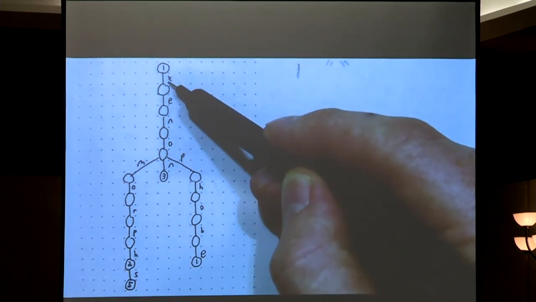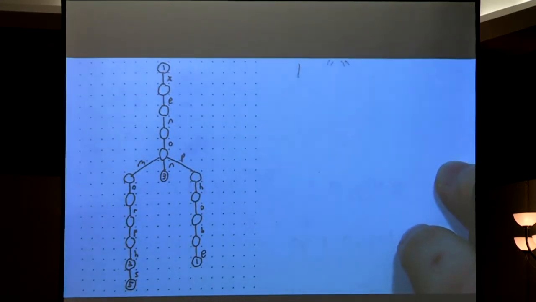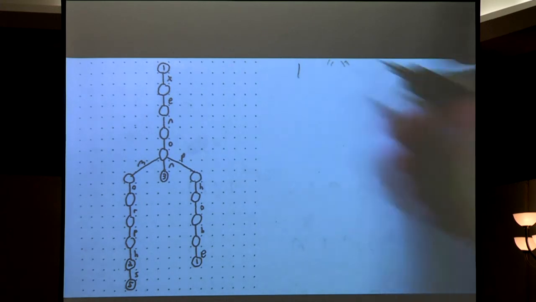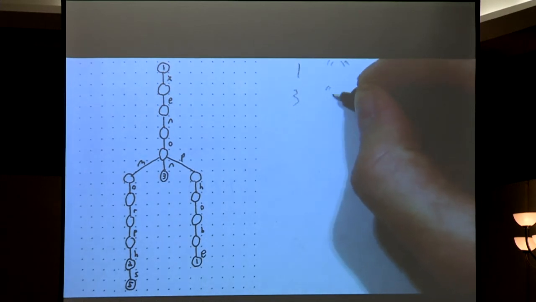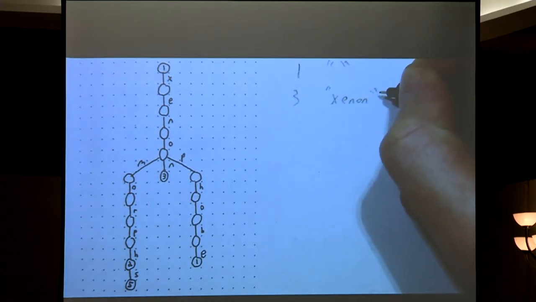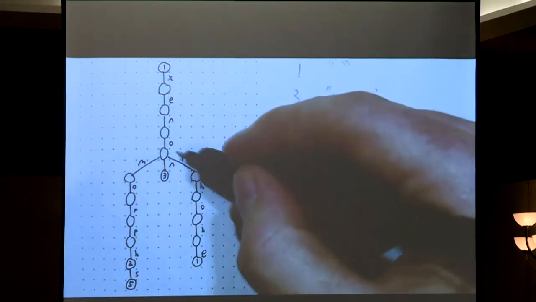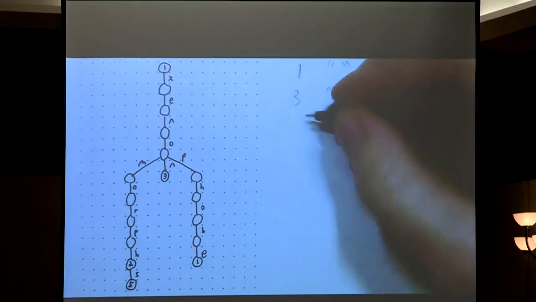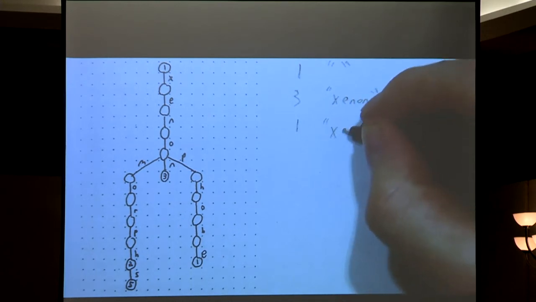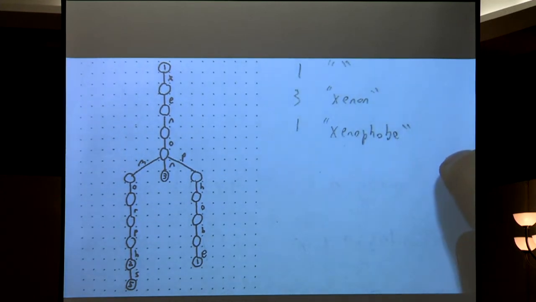This one? This is an X. Yeah, sorry. X. Xenon. We've got how many xenons? We've got 3 xenons. We've got 1 xenophobia, or one xenophobe. A xenophobe is someone who's afraid of the outside, in case you were wondering.